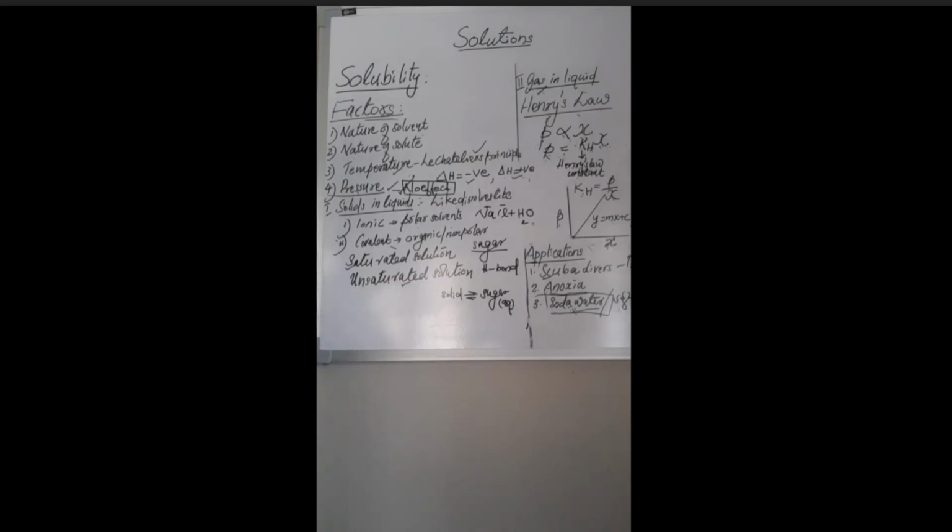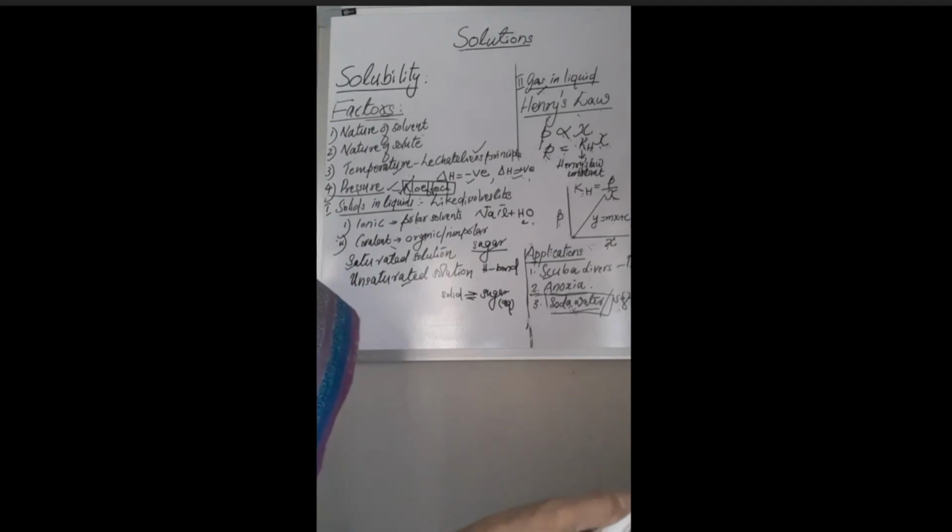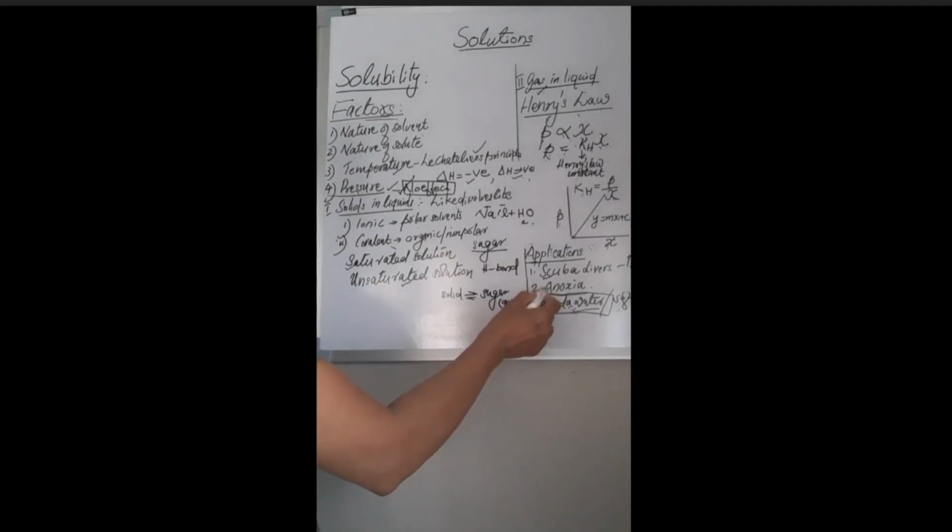Then another point is about anoxia. This is a condition suffered by people living at higher altitudes and also by climbers, because at higher altitude the partial pressure of oxygen is less, and therefore the concentration of oxygen in blood will be less. Hence people at higher altitudes become tired, or become unable to think properly, and that condition is called anoxia.